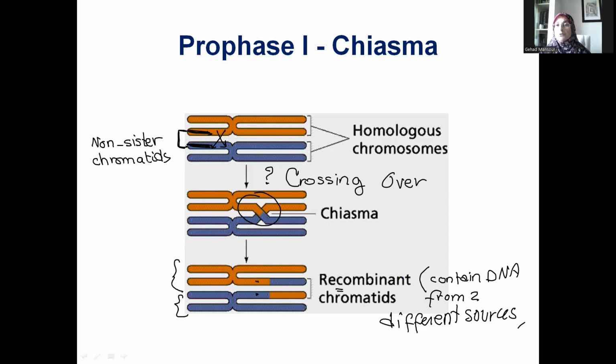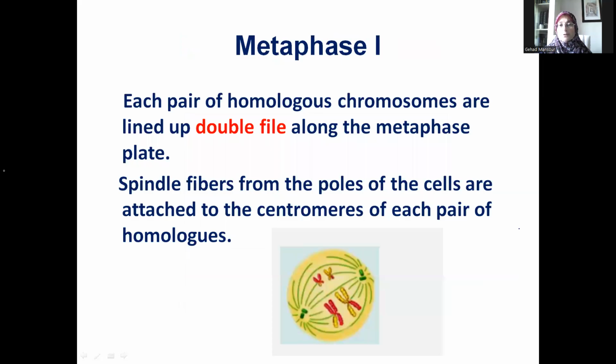But what are sister chromatids then? Sister chromatids are the chromatids that belong to the same chromosome. So those two maternal chromatids are considered sister chromatids, and those two paternal chromatids are considered sister chromatids, okay?